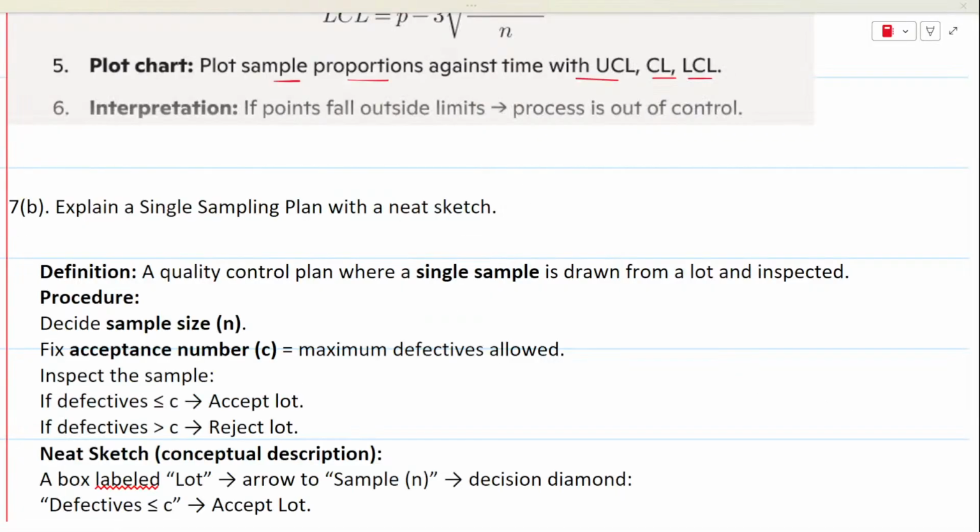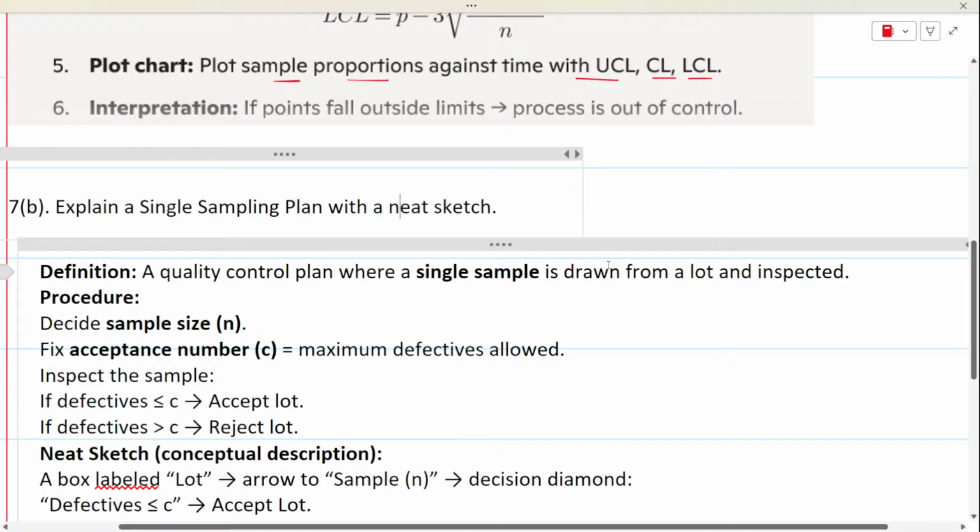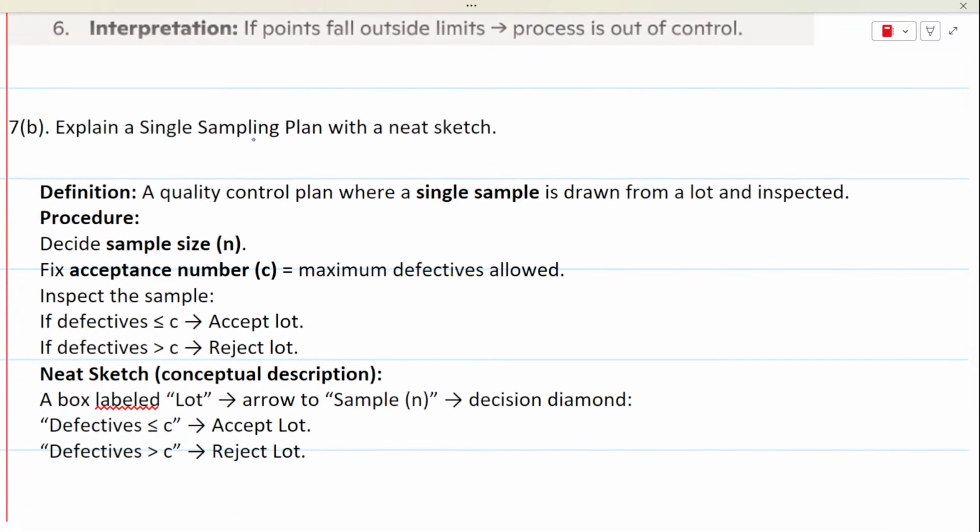Moving to next question, explain the single sampling plan with a neat sketch. It's a quality control plan where a single sample is being drawn from a lot and inspected.